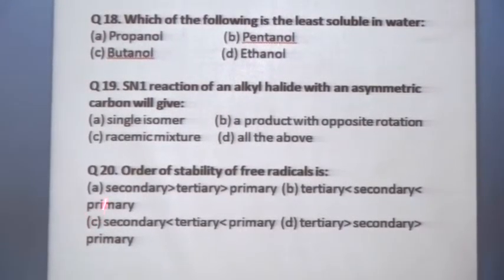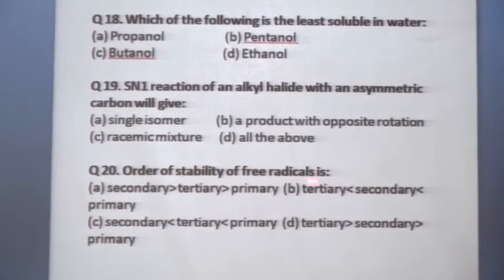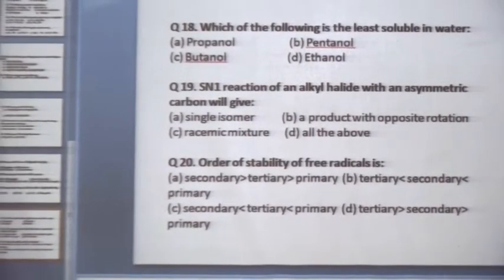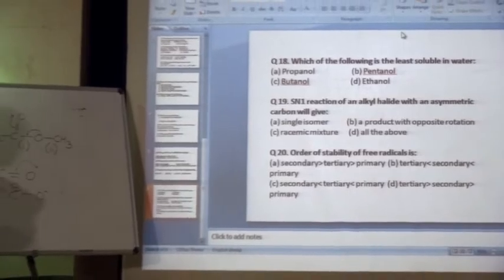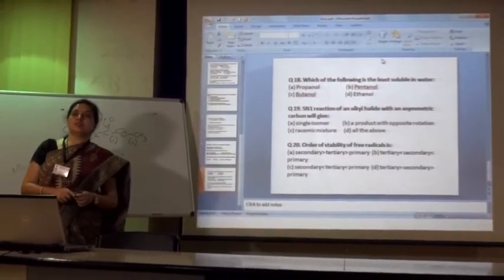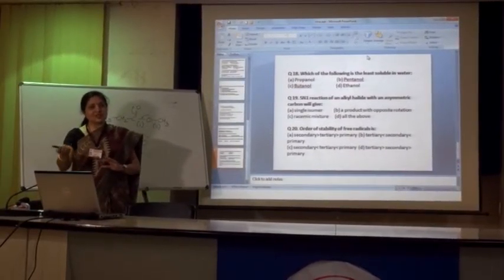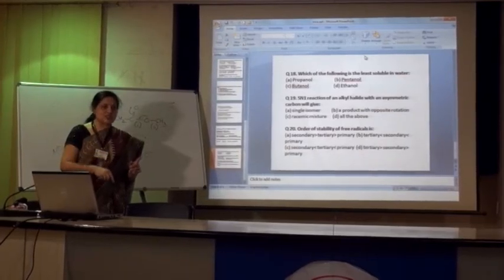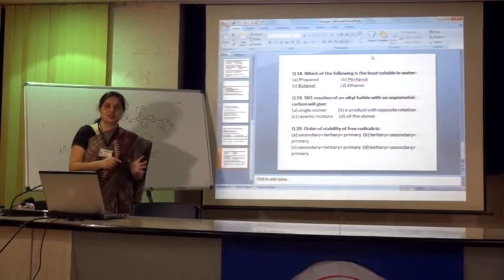It's good. Okay, order of stability of free radicals is. Very good. And if it had been a carbocation? Opposite. Primary is more than secondary, secondary is more than tertiary.